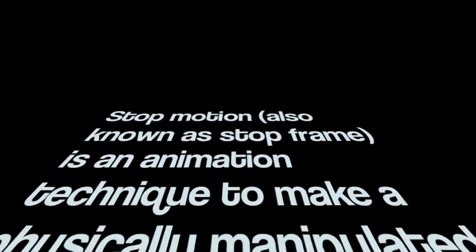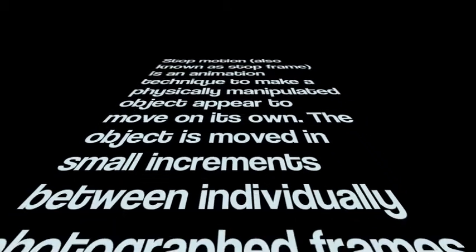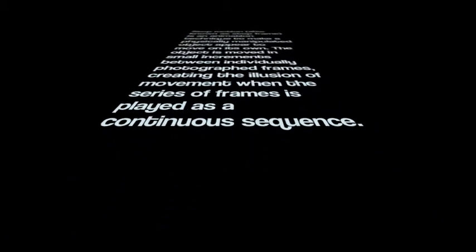For this vlog I will be focusing on multimedia, specifically looking at stop motion. Stop motion, also known as stop frame, is an animation technique to make a physically manipulated object appear to move on its own. The object is moved in small increments between individual photographed frames, creating the illusion of movement when the series of frames is playing in a continuous sequence.